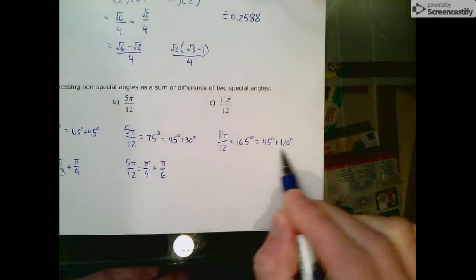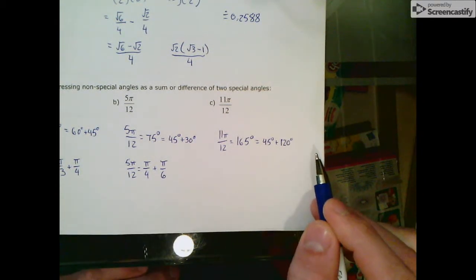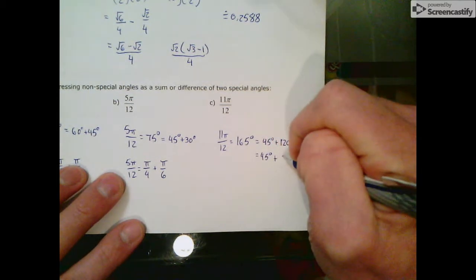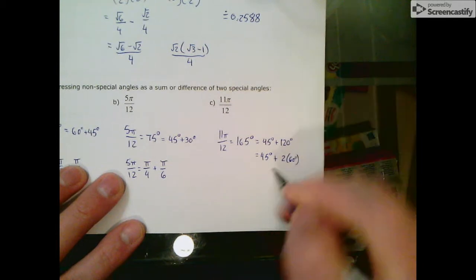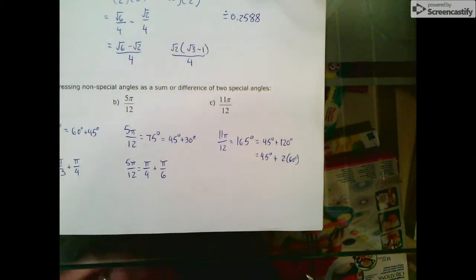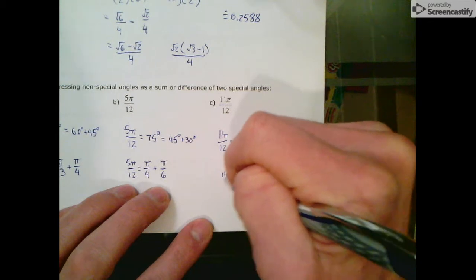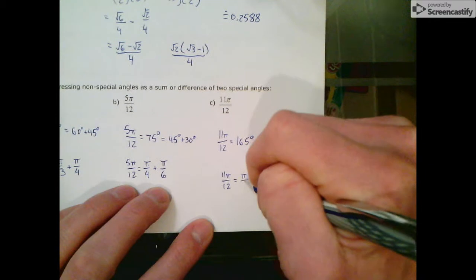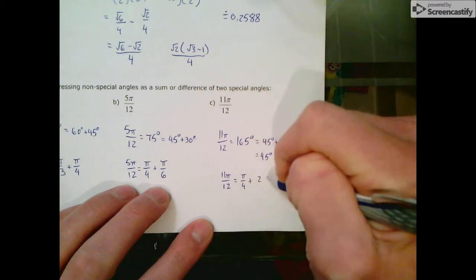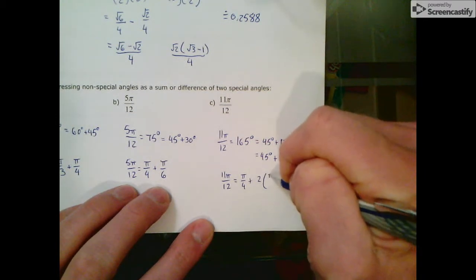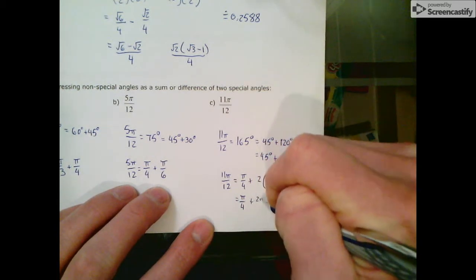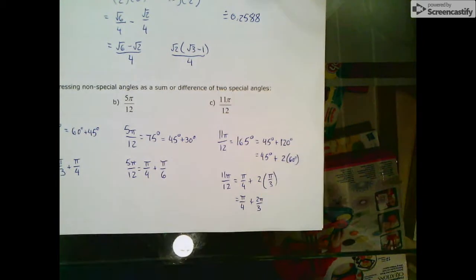And 120 degrees, you could look at your unit circle and just convert it back into radians, or we can realize that it's twice 60. So 2 times 60 degrees. And then converting this back into radians, 11 pi over 12 is equal to pi over 4 plus 2 times, and 60 degrees is pi over 3, which is pi over 4 plus 2 pi over 3. And again, that's just one particular method for breaking that down.